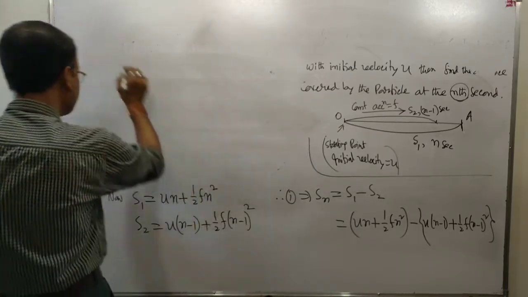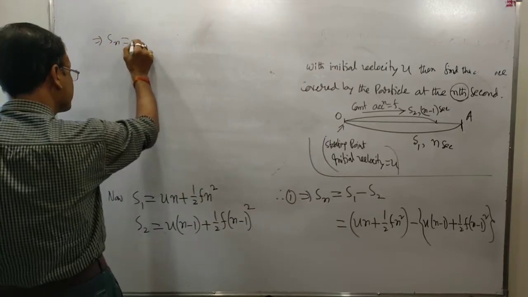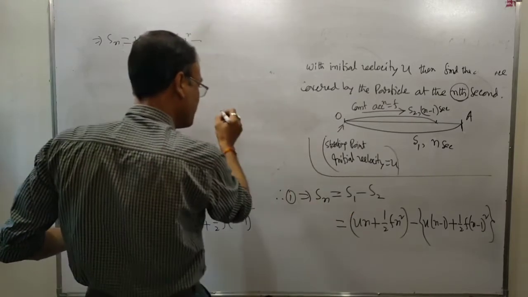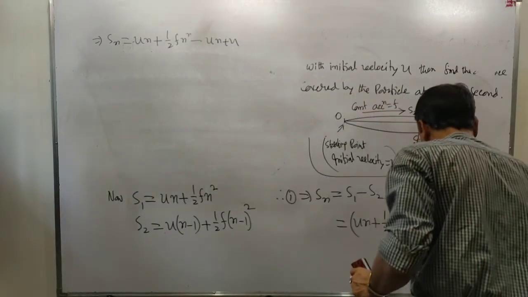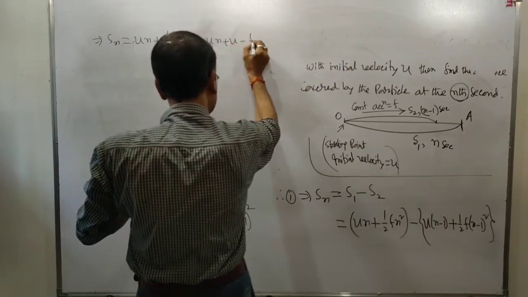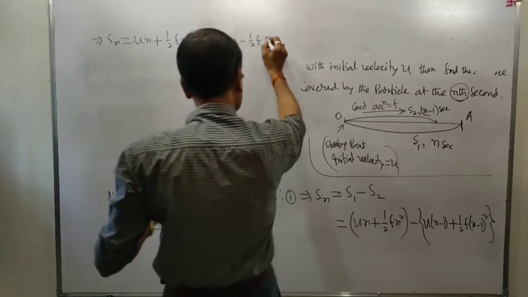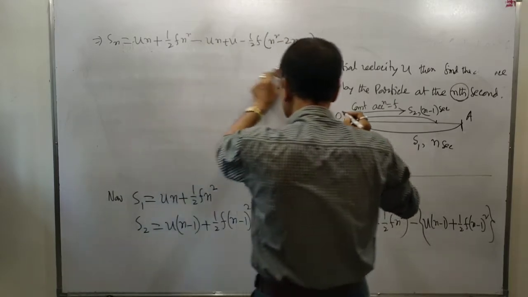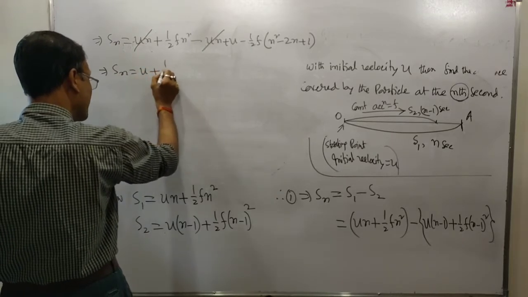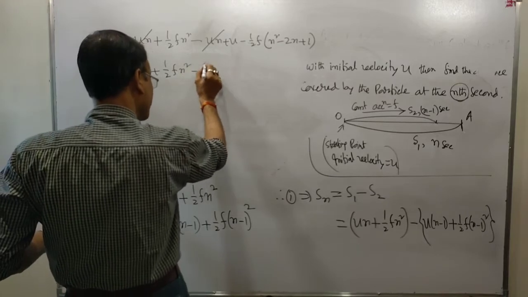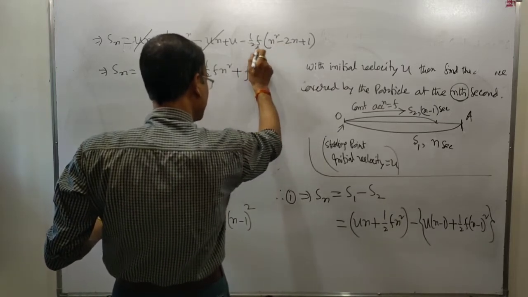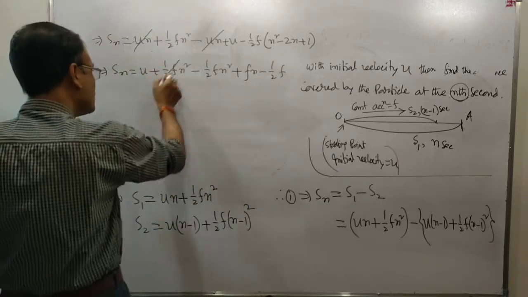Just calculate it. This means Sn equals un plus half of Fn square minus un plus u minus half of f into n minus 1 whole square, n square minus twice n plus 1. This means Sn equals, this un will be cancelled, u plus half of f n square minus half of f n square, minus minus plus, 1 by 2, 2 cancel, fn, it will be fn, minus half of f. These two terms will also be cancelled.